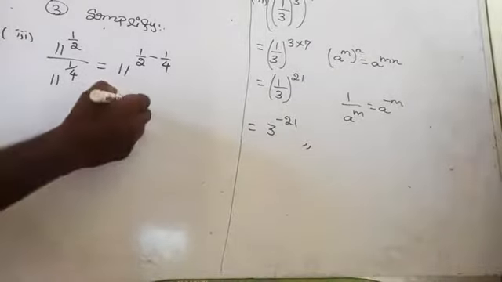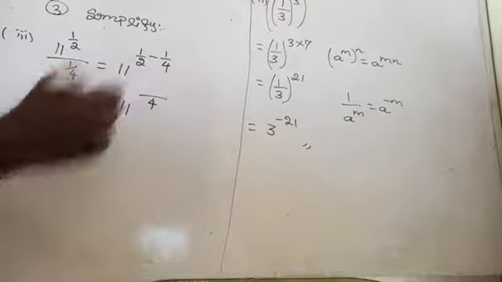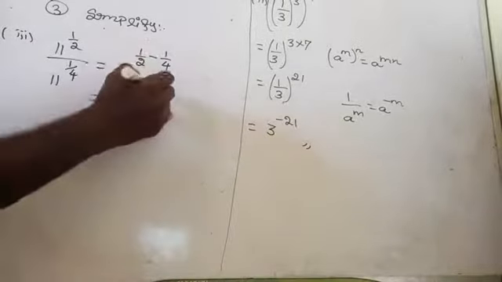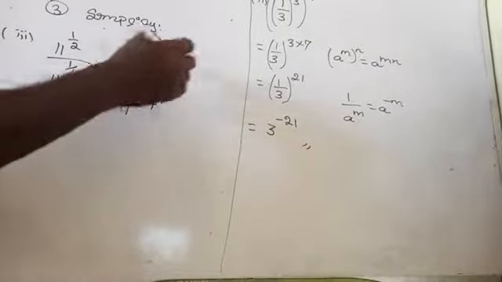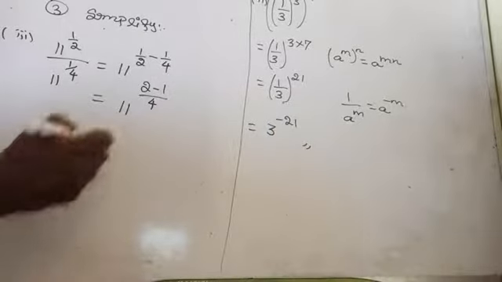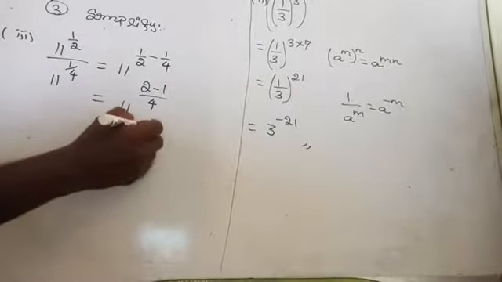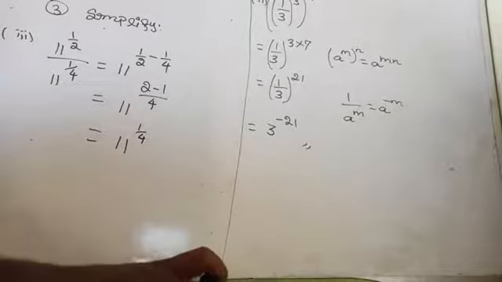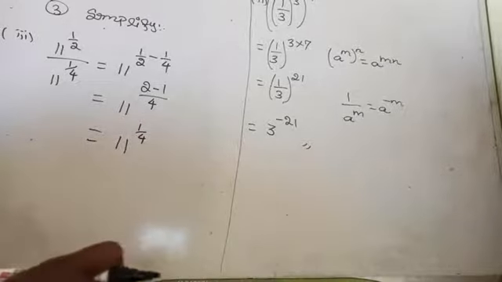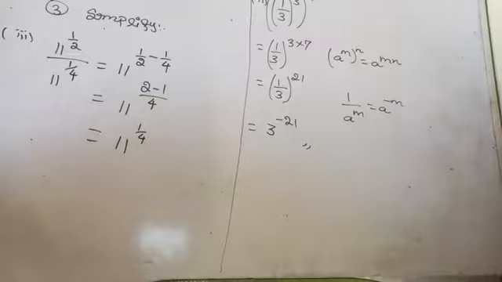Now take the LCM. LCM is nothing but 4. So what should be multiplied? 2 should be multiplied. So 1 into 2, 2. Here 1 should be multiplied. So 2 minus 1. So this can be written as 11 to the power 2 minus 1 is what? 1 by 4. So 11 to the power 1 by 4. Are you getting there? Yes.